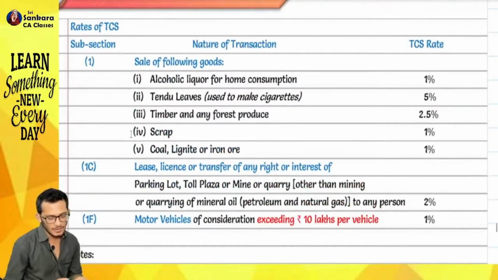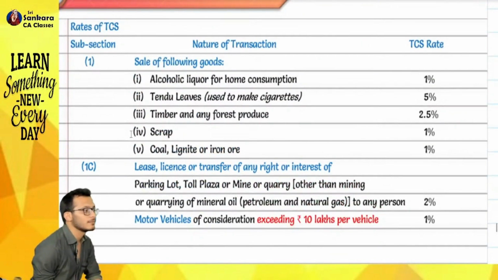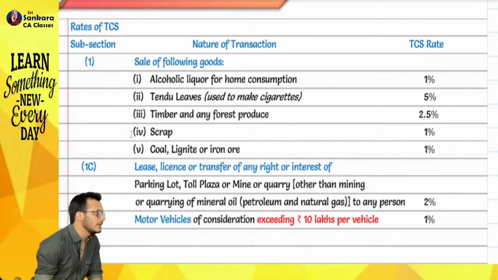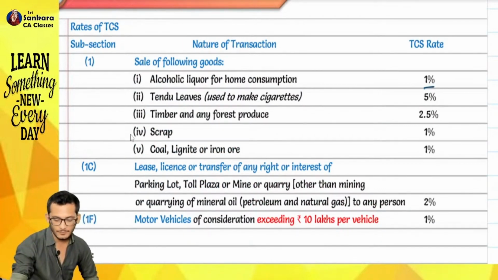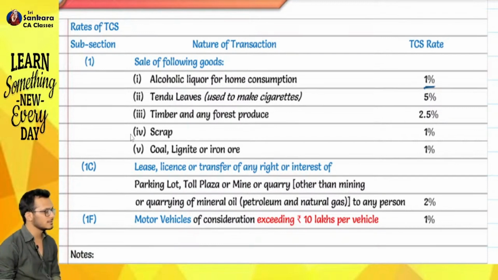They have come and say, boss, any kind of hazardous products is covered under TCS. What is the first product? Alcoholic liquor for home consumption. Whoever is selling alcoholic liquor will have to collect 1%.